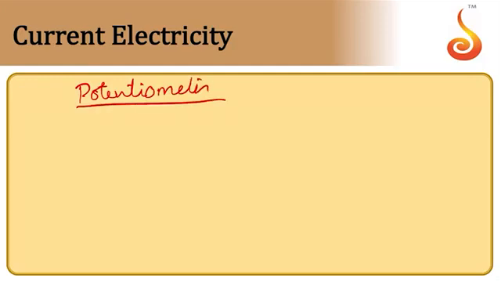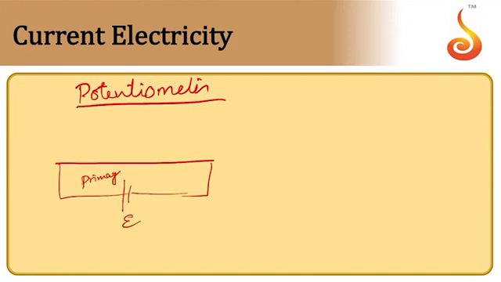What's a potentiometer? It's basically a linear conductor of uniform cross section with a steady current set up in it. So we can show the construction like this. Here is a wire, and we maintain a constant current using some source, and this is your primary circuit using the EMF E. Now we have another cell, say some E dash, and this is connected to a galvanometer whose other end has a sliding contact.